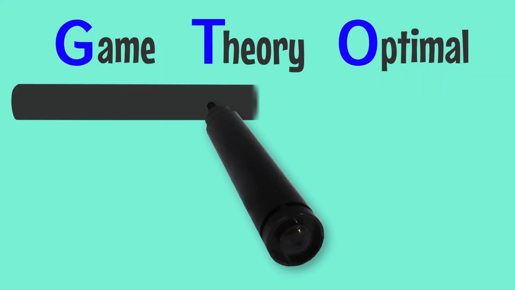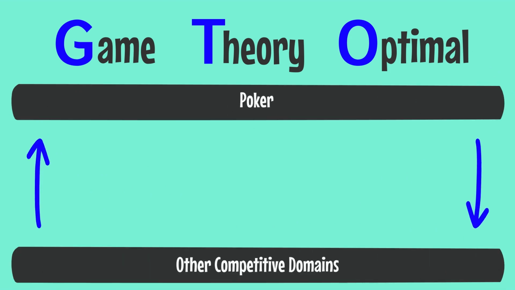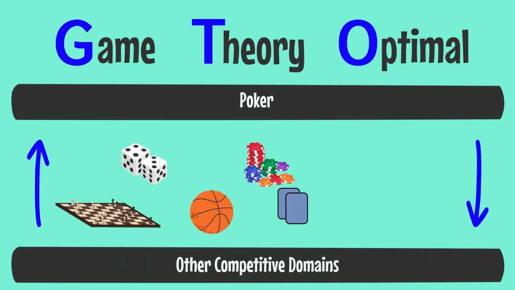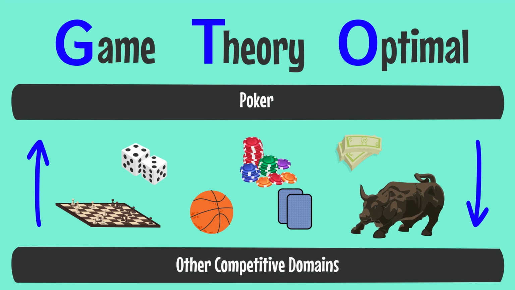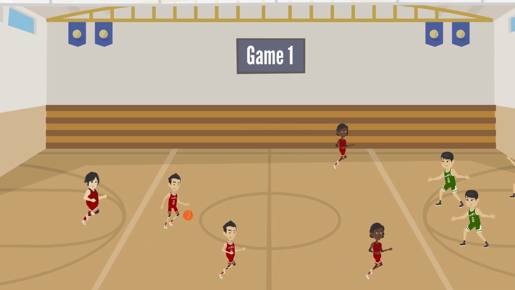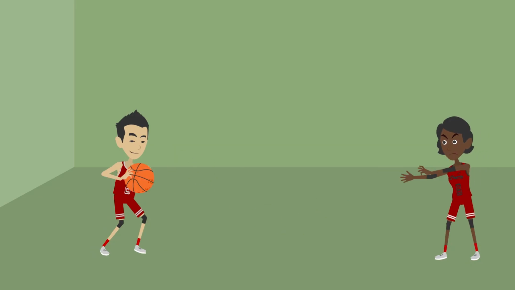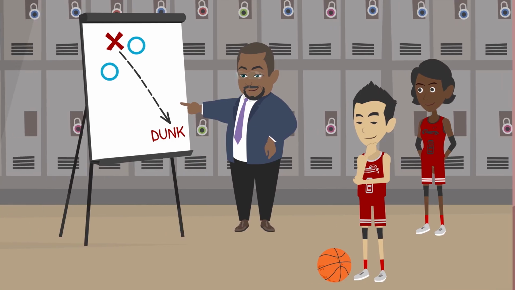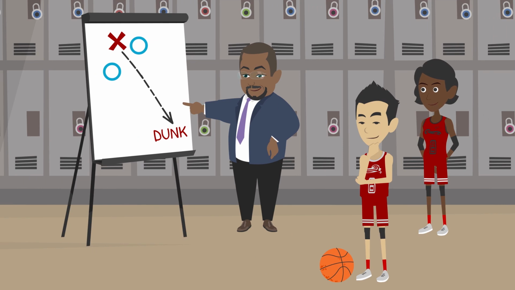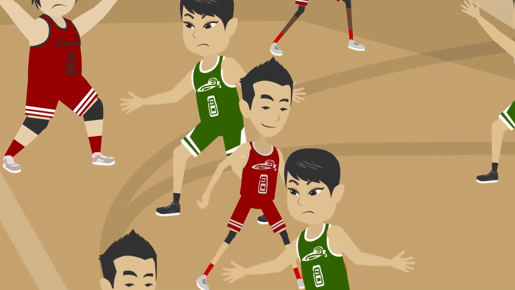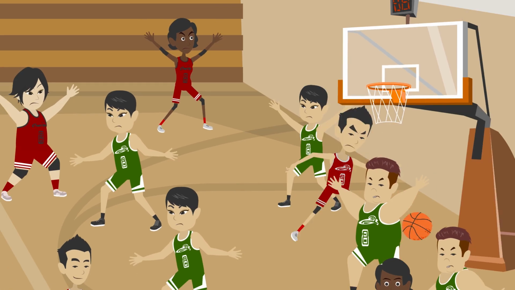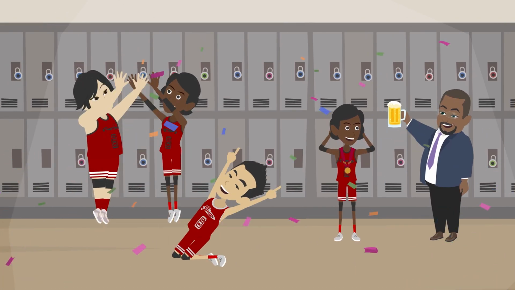The simplest way to explain GTO is to draw parallels between poker and other domains, since the principles of game theory apply to many different competitive environments. Imagine a sporting event where two teams compete against each other in a single game. Each team has their own strengths, weaknesses, and strategies aimed at beating the other team. Since most sports are heavily skill-based and don't involve a ton of luck, the best team usually prevails.